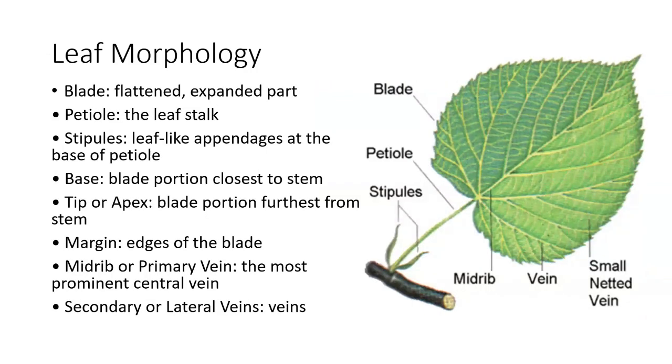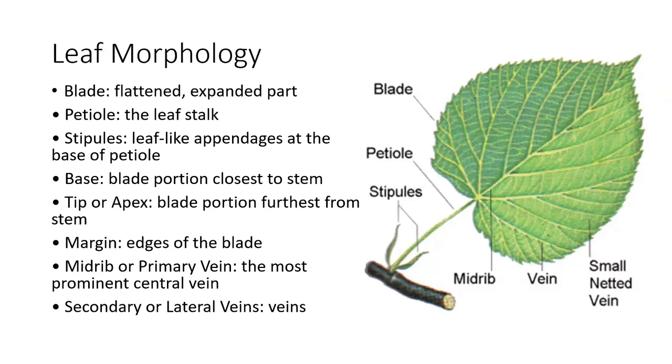All right, a little bit more about leaf morphology. Let's talk about the parts of a leaf. The blade is going to be the flattened, expanded part of the leaf. Then we have what's known as the petiole. The petiole is basically like a mini stem. I always like to call it the mini stem, and that is what attaches itself to the stem. Now, some plants will have a petiole and some plants don't. So that's important to remember.